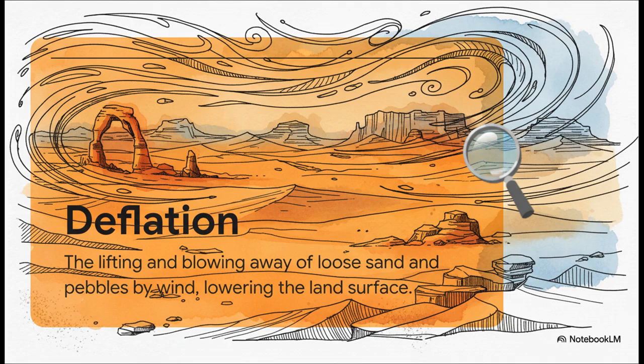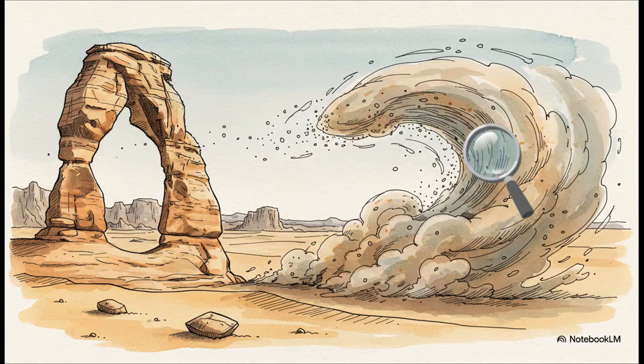So first up is deflation. The easiest way to think about this is just large-scale removal. It's the wind acting like a giant leaf blower, just lifting and blowing away all the loose sand and dust. Over a long, long time, this can actually lower the entire surface of the land, carving out huge hollows. Next, we have abrasion, which is sometimes called corrasion. Now, this is the really cool one. This is the sandblasting tool. The wind scoops up tiny, hard sand particles and just blasts them against rock surfaces. It's basically nature's sandpaper, slowly scratching, polishing, and wearing away solid rock.